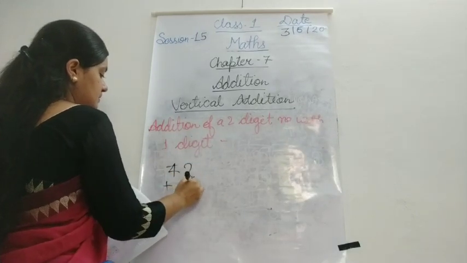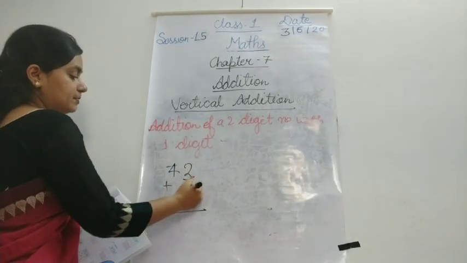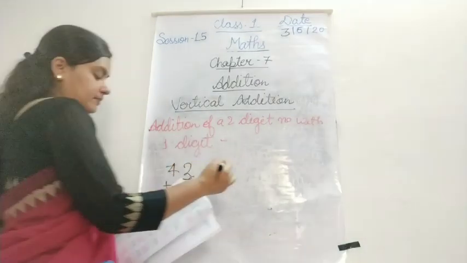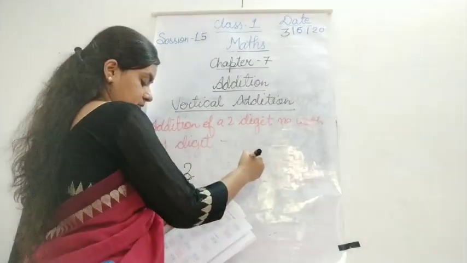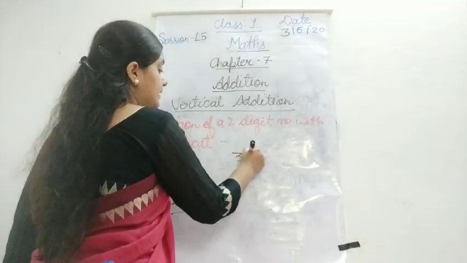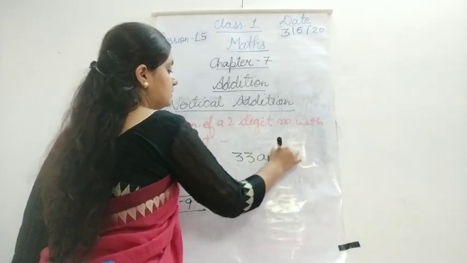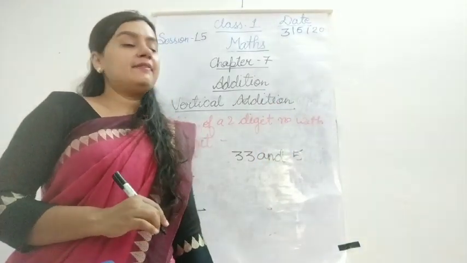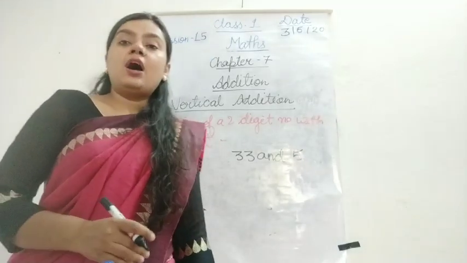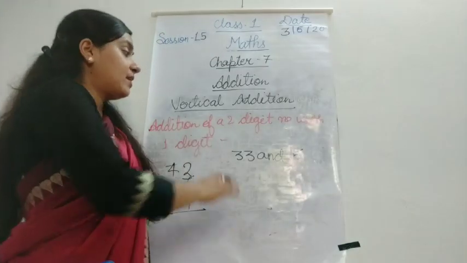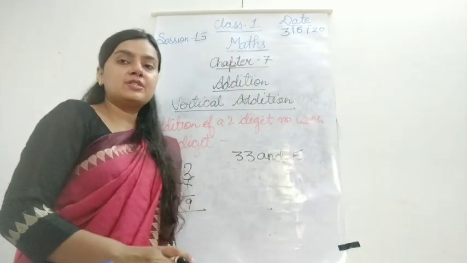Plus 7. So 2 plus 7, 9 and 4. Here 33 and 5. Now the question will come: if the number is written like this, how will you arrange the number?